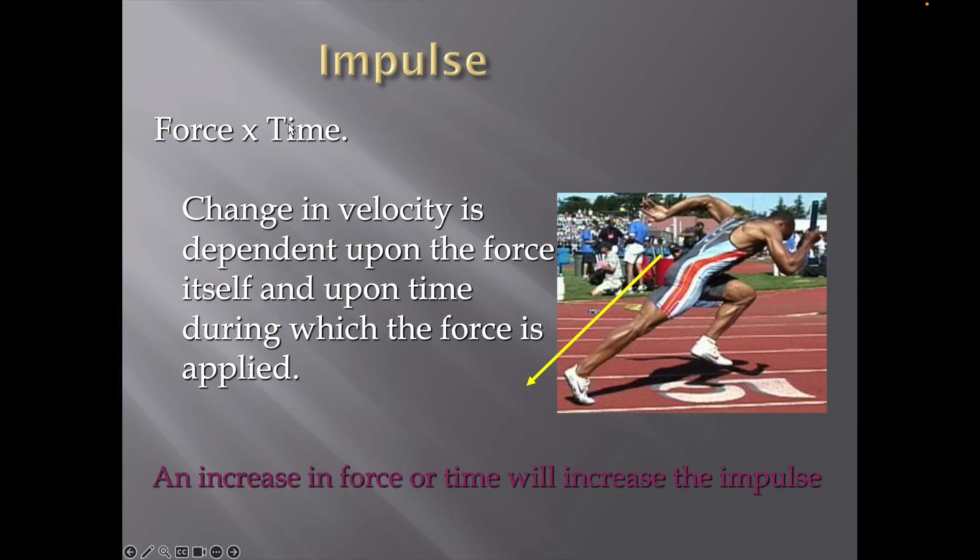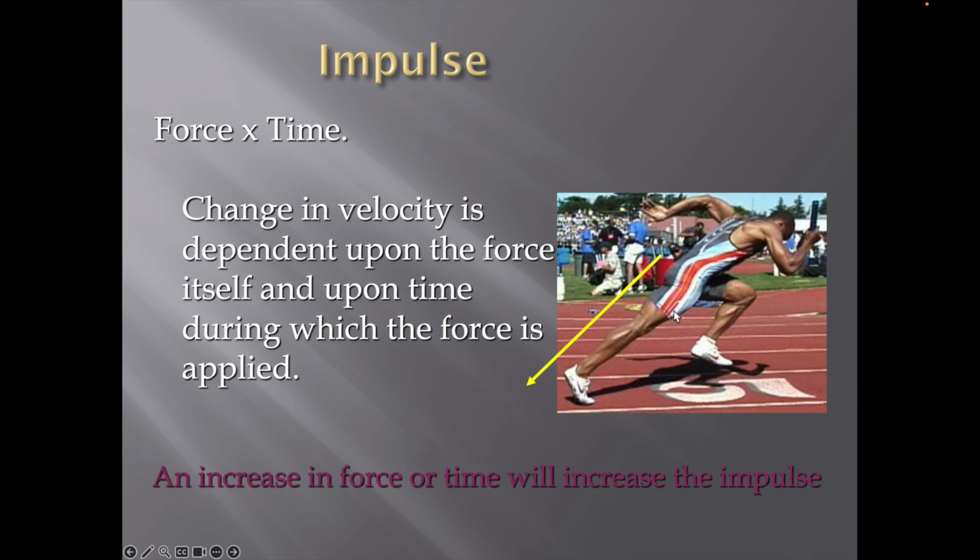Impulse essentially is taking force and multiplying it by time. Understand here, with impulse, the change in velocity is dependent upon how much force is being produced and how long a time that force is being produced and applied. So if we either increase the amount of force being produced or we increase the amount of time that force is able to be produced, we'll increase its impulse. The more time we have to produce force, that will create more impulse. Or if we create more force in the same amount of time, that also will increase impulse.